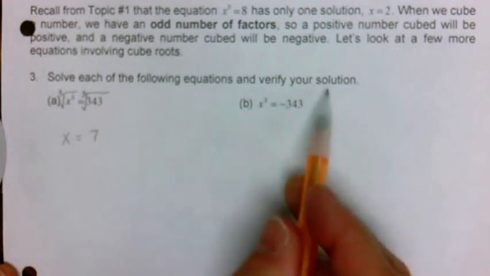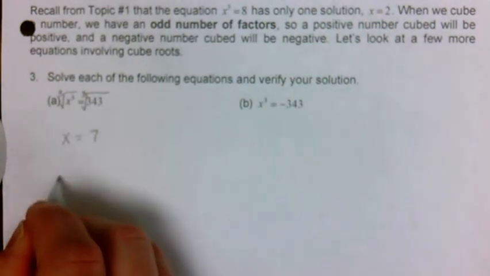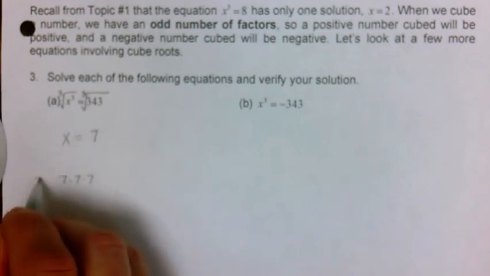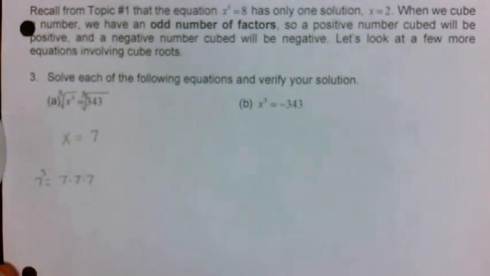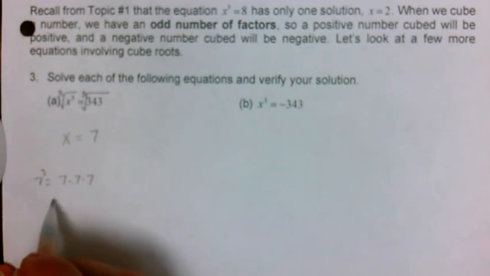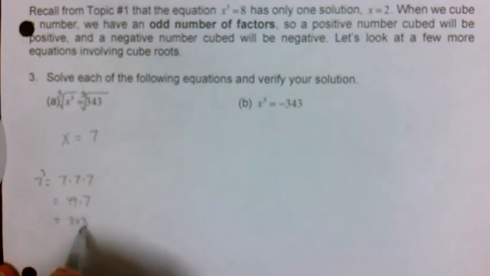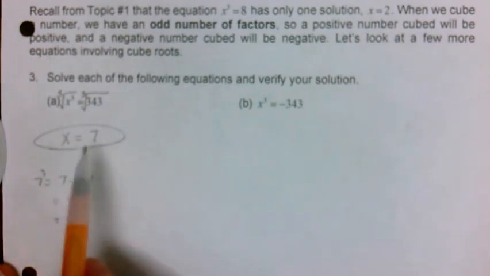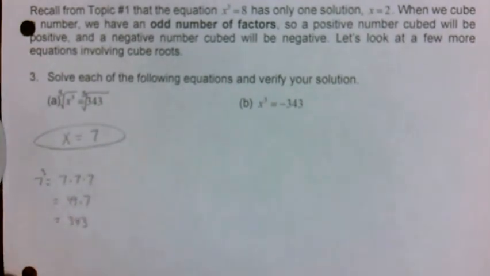We can verify our solution by doing a product. If you have 7 times 7 times 7, that's 7 cubed. 7 times 7 is 49, and then if you do 49 times 7, you will get 343. And so there's only one answer to this equation: x is equal to 7. Why couldn't it be negative 7? Well, let's look at letter B here.